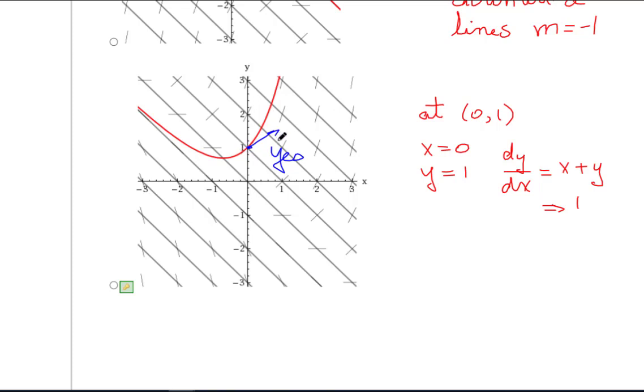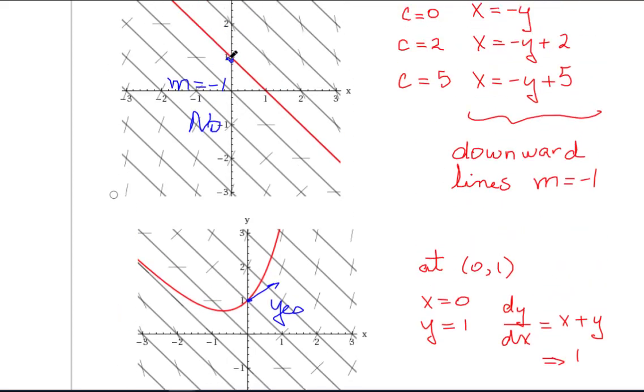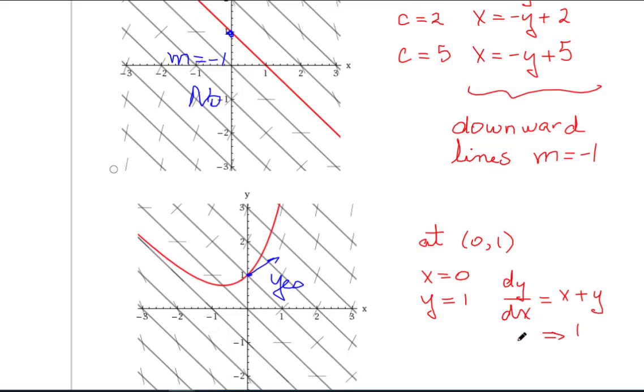What about the slope there? Well, the slope there is x plus y. So 0 plus 1 is 1. And so the slope here is an upward line with a slope of 1. Whereas in this picture, if that's the initial condition, this is a downward slope of -1. And at (0, 1), we need +1.